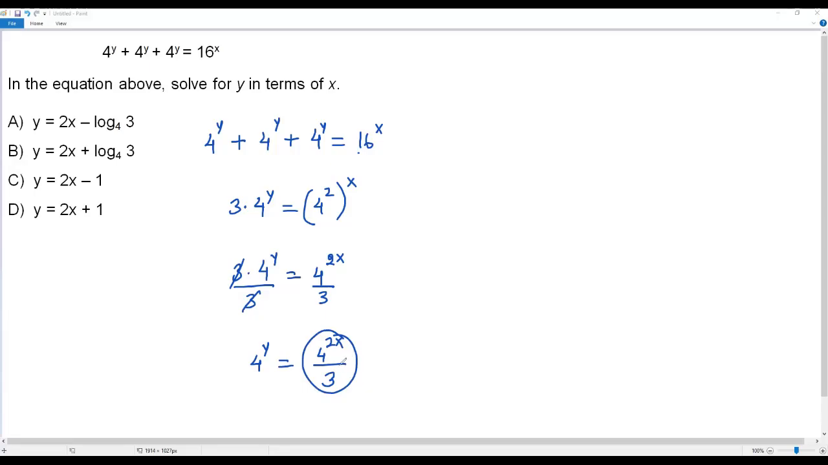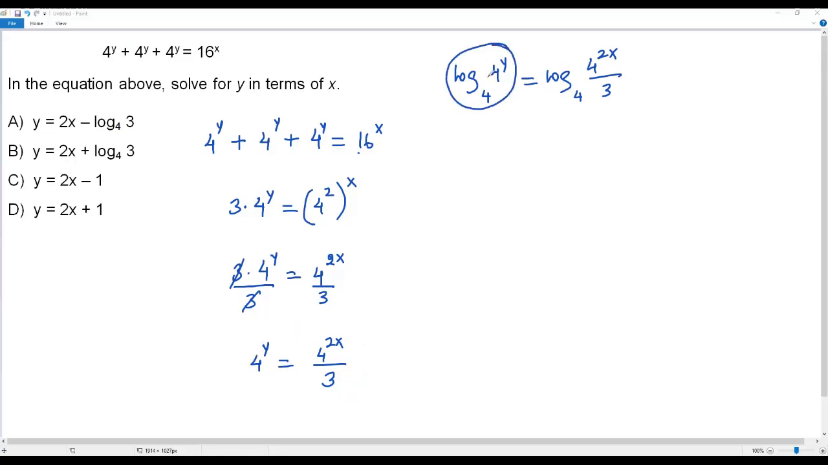So in this kind of exponential equation, we have to use logarithm to solve for the variable that is at the exponent. So now I have to take a logarithm on both sides of this equation with base 4, because here we have base 4, here we have base 4. Okay, now let me take logarithm on both sides with base 4. Then I'm getting log base 4 of 4 to the yth power equals log base 4 of 4 to the power of 2x over 3. So here in this equation, I've taken logarithm with base 4 on both sides.